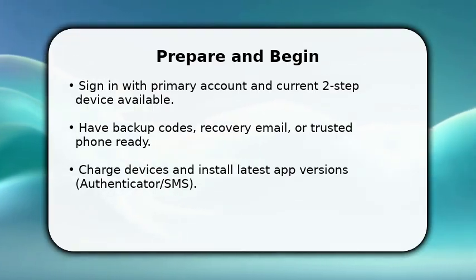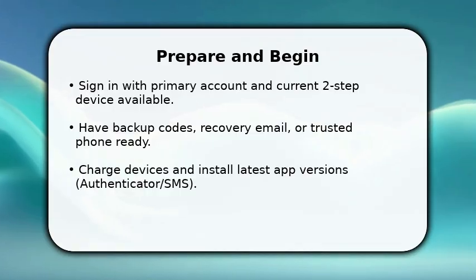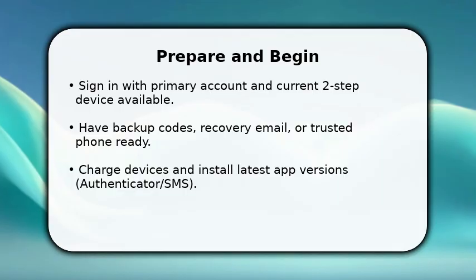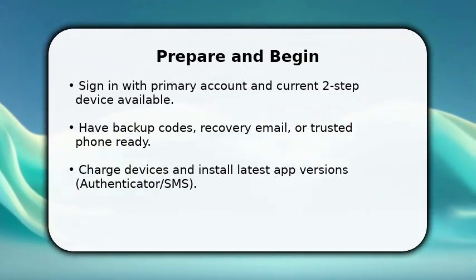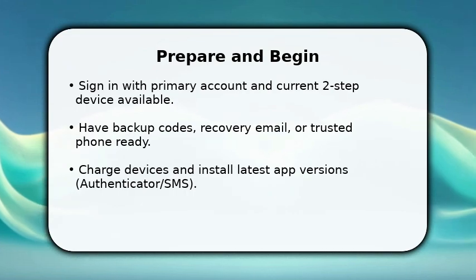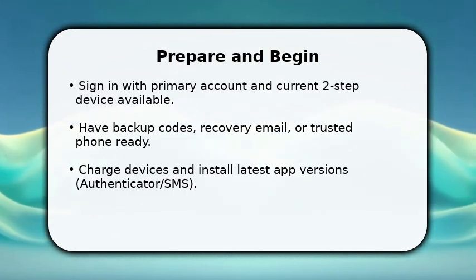Make sure you have backup codes, a recovery email, or a trusted phone nearby because you'll need them if a prompt fails. Begin by opening the Authenticator app or receiving a verification SMS to prove ownership. This authorizes the change process and prevents lockouts.